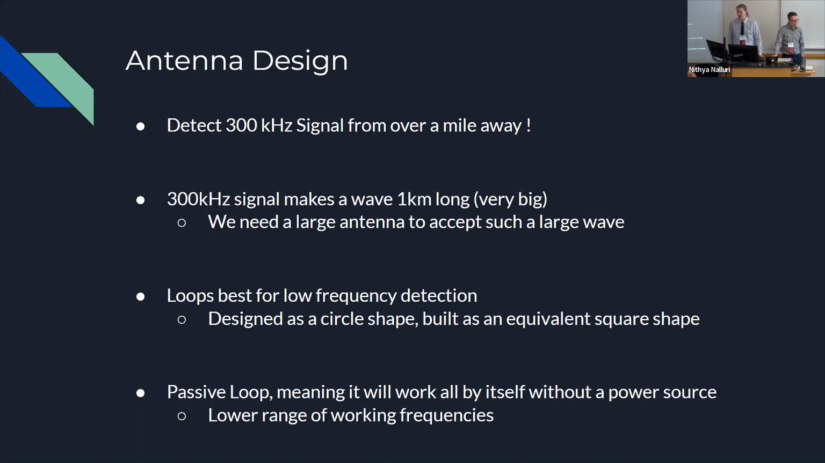And we are using a passive loop antenna, which means there is no signal being presented to the antenna to generate a magnetic field for detection. So it's going to have a much more precise detection ability. So we're not going to be getting a lot of signals outside of the range we want.